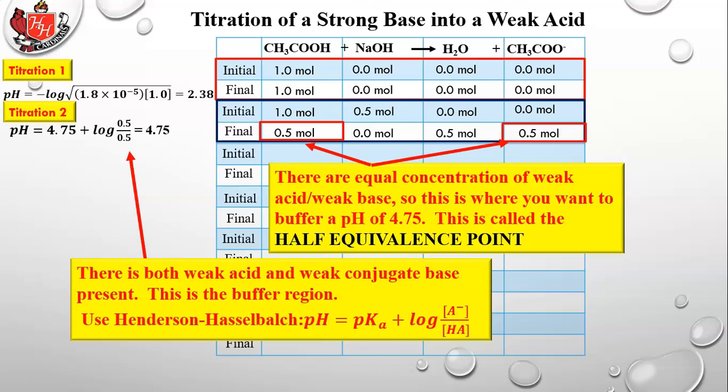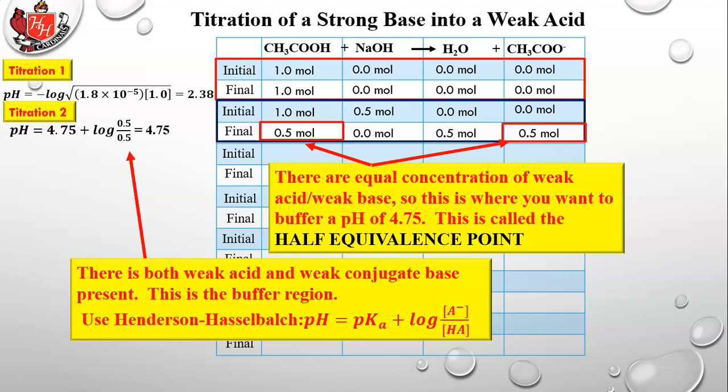And when you take the log of a number over itself, any number over itself, you get 1, and the log of 1 is 0. If you don't believe me, just go to your calculator and prove it to yourself. The log of 1 equals 0. So that means that 4.75 plus 0 is 4.75.